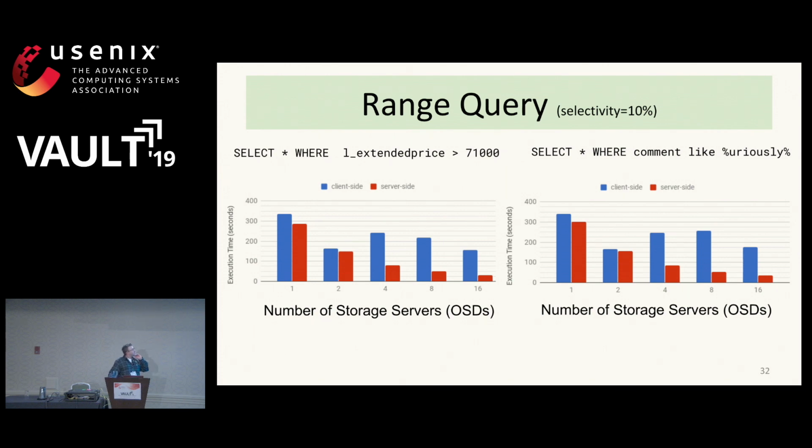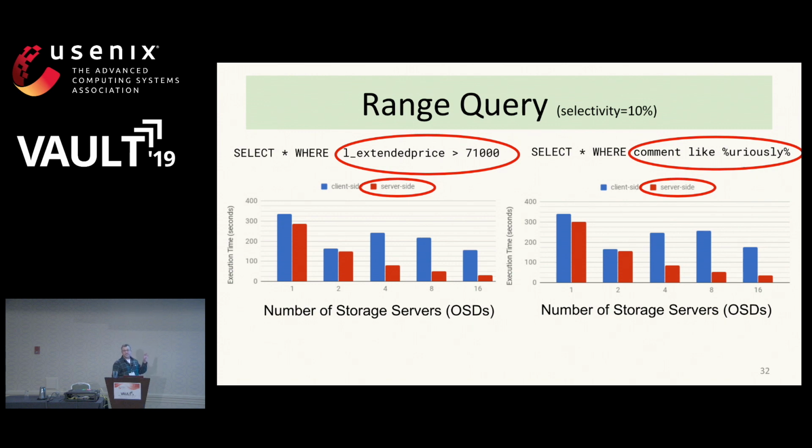So on the left is a query that returns an integer comparison, and it returns 10% of the data set. So we see the same trends here, where the y-axis is execution time and the x-axis is the number of storage servers as we scale out. On the right-hand side is a slightly different query, looking for a regular expression. The regular expression text is going to run on those storage servers with our plugin, and that functionality is happening on the storage servers in the red bars.